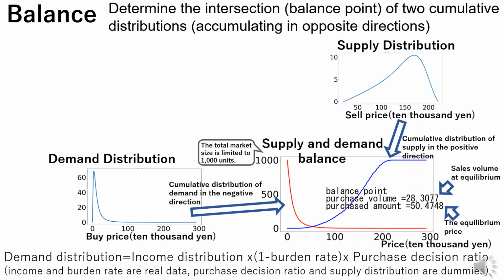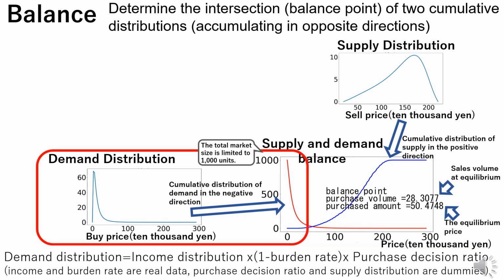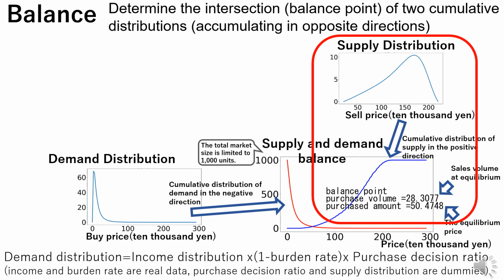The balance of the distribution is a redefinition of the supply and demand curve used in microeconomics using a probability distribution. A commonly used supply and demand curve has the price of an item on the vertical axis and the number of items on the horizontal axis, but in this diagram the vertical and horizontal axes are reversed. This is because this supply and demand curve combines a cumulative distribution in which the cumulative distribution of the number of items purchased, with the purchase price of demand as a parameter, is cumulated in the negative direction, and a cumulative distribution in which the cumulative distribution of the number of items sold, with the selling price of supply as a parameter, is cumulated in the positive direction, into a single graph.